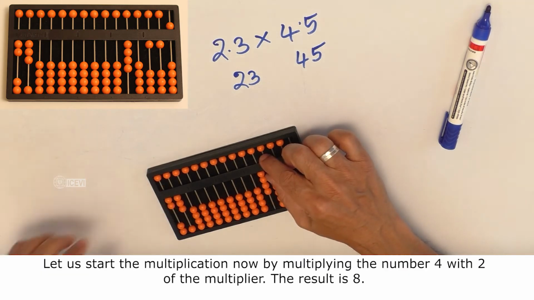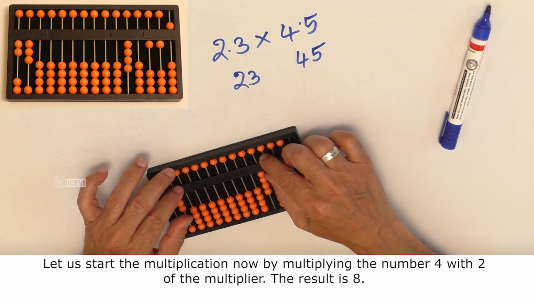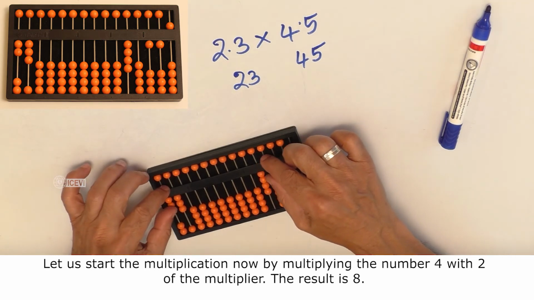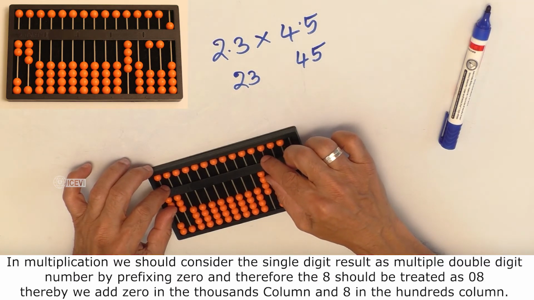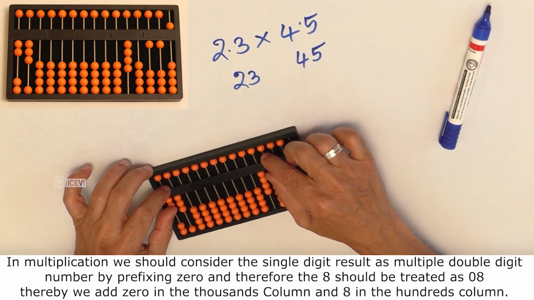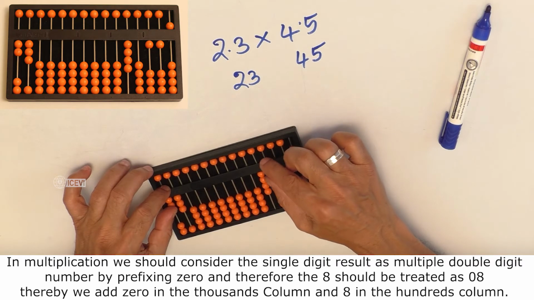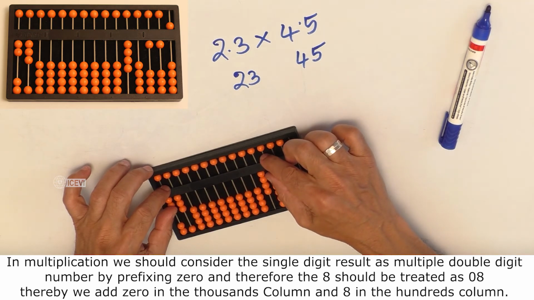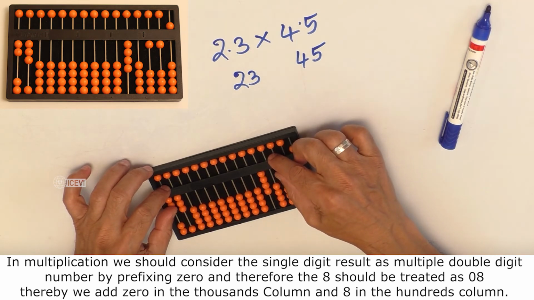Let us start the multiplication now by multiplying the number 4 with 2 of the multiplier. The result is 8. In multiplication, we should consider the single digit result as a double digit number by prefixing 0, and therefore 8 should be treated as 0, 8. Thereby, we add 0 in the thousands column and 8 in the hundreds column.